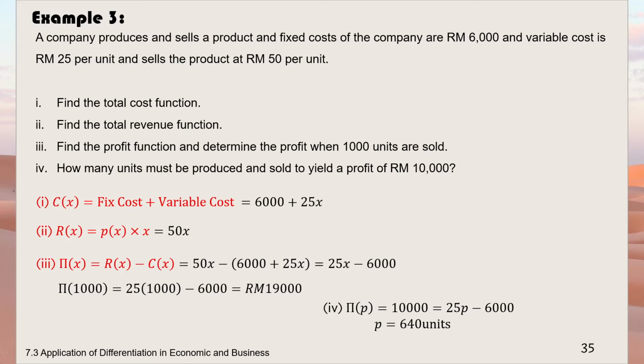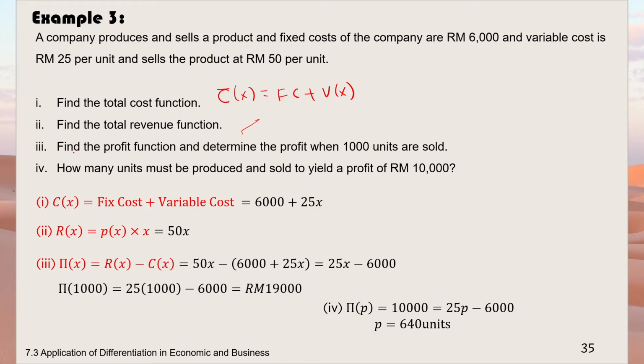A company produces and sells a product, and the fixed cost of that company is 6,000 and the variable cost is 20 ringgit per unit, and it sells the product at 50 ringgit per unit. Find the total cost. The total cost is the fixed cost plus the variable cost, so it's 6,000 plus 20x. My revenue is the selling price times how many units, which is 50x.